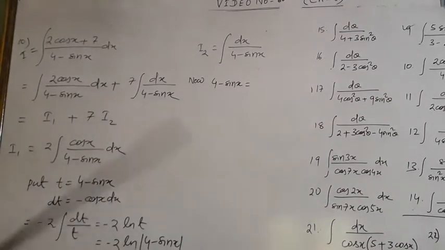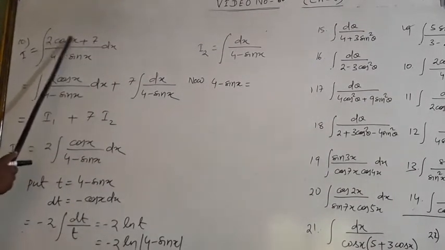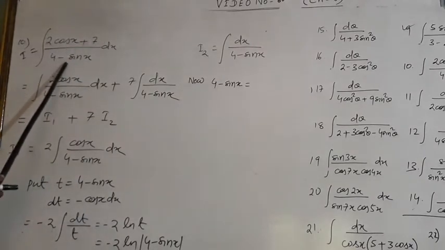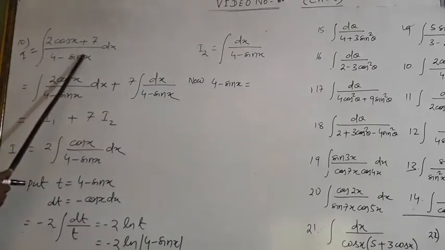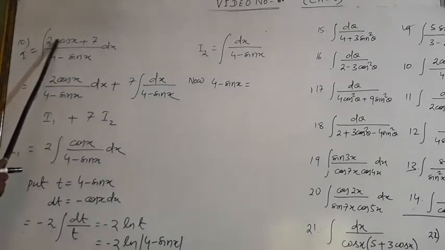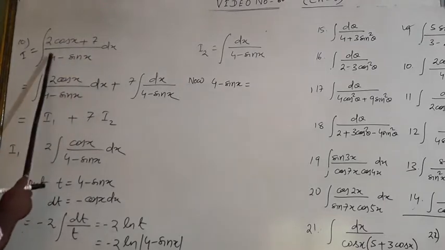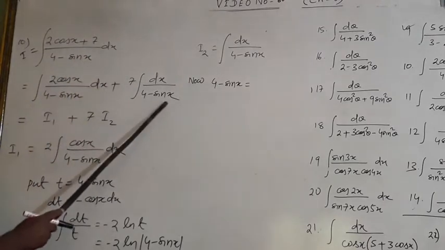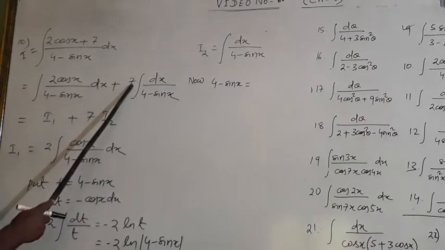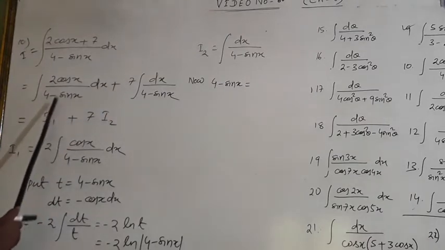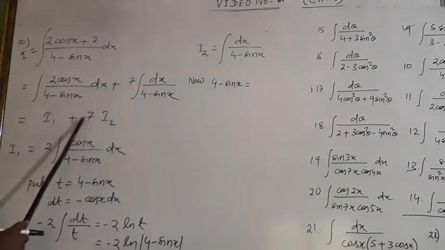Now look at problem number 10. It is (2 cos x + 7)/(4 − sin x). I am taking it as I, writing I equal to this. Now it is 2 cos x/(4 − sin x) dx plus 7 dx/(4 − sin x). I am separating this and taking 2 outside. Now this is your I1 and this is your 7 I2.